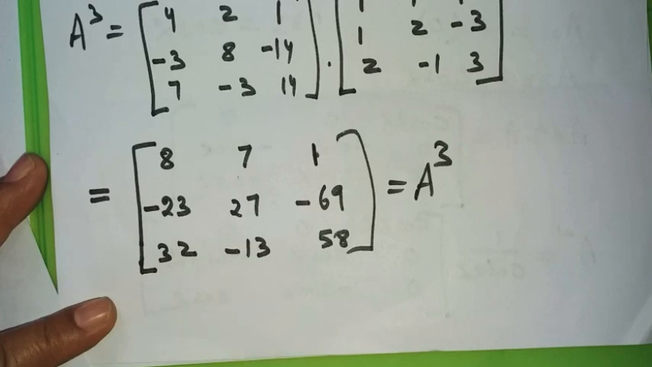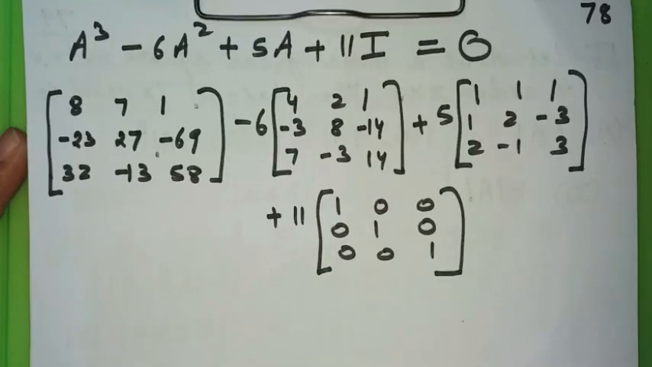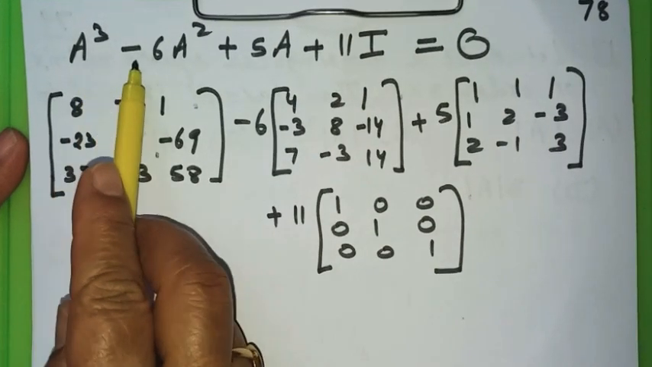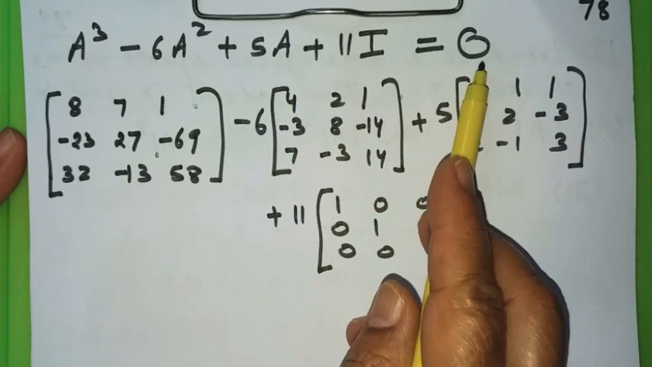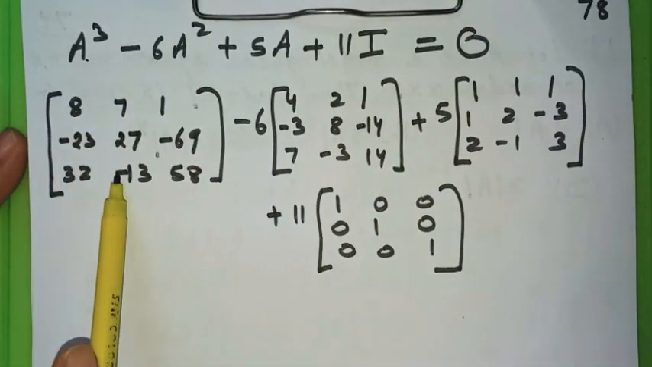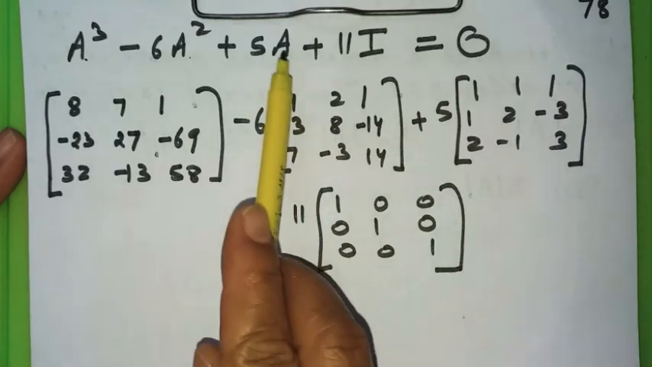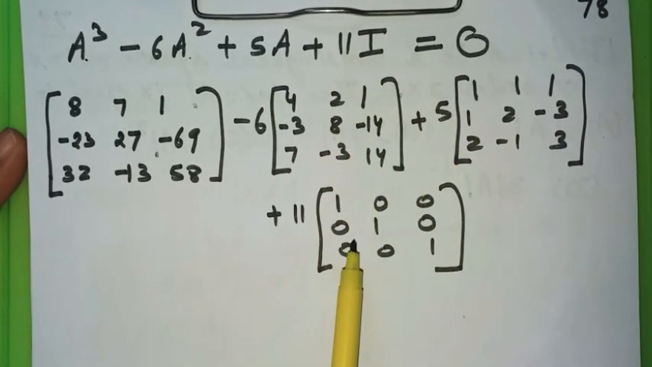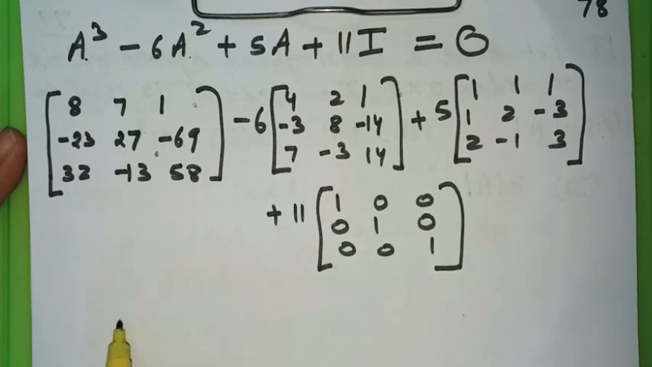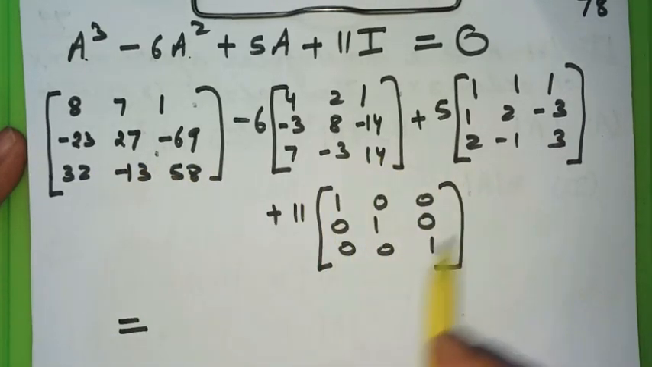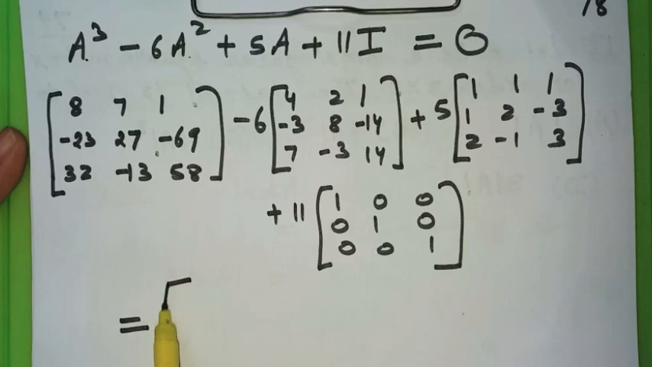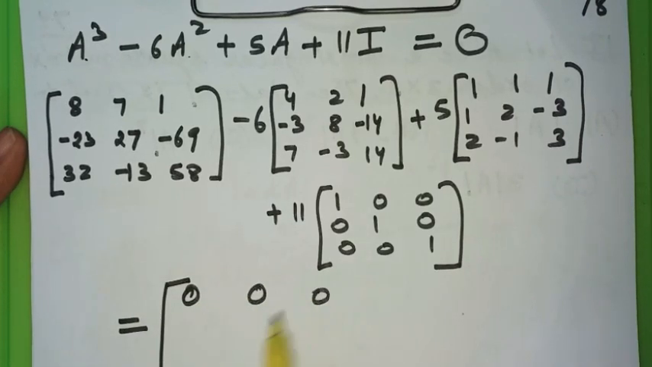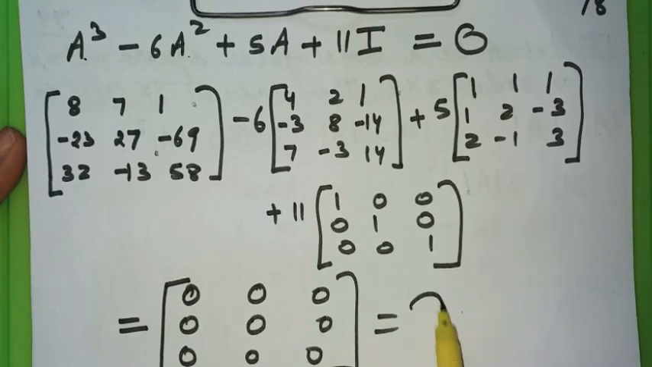We substitute it in the given equation. To verify the given equation, I write this given matrix equation. I substituted the value of A cube, the value of A square, 5 times A, the value of A, and 11I, 11 times the identity matrix. When I calculated this using matrix addition, subtraction and multiplication of a matrix by a scalar, I used all these operations, and I obtained a 0 matrix. So we have verified this equation.